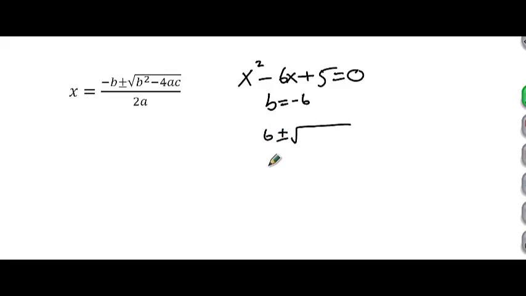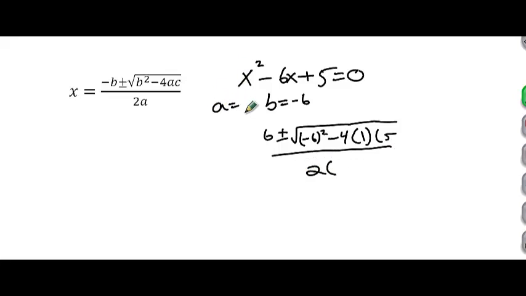Plus or minus the square root of b squared. So negative 6 squared, and that's what I would really encourage you to do in your head. B squared would be 36 minus 4 times a, and a is the number in front of x squared, so that's 1, and c, which is 5, all over 2 times a, which we said is the number in front of x squared, so a is 1.